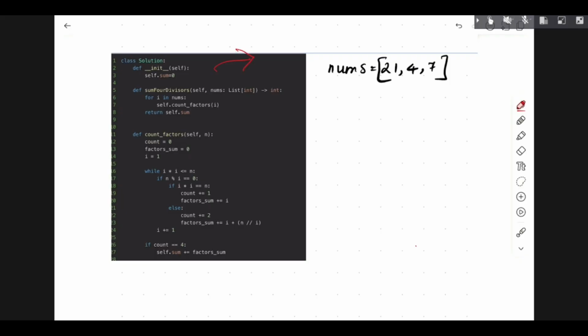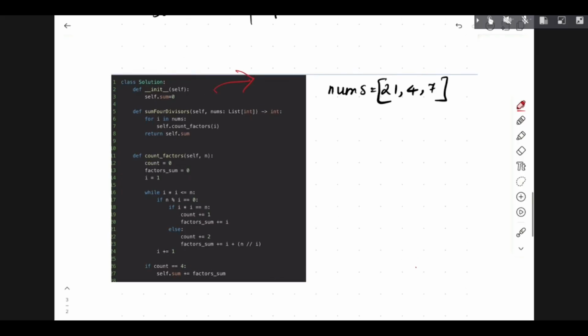The first one is my constructor, and this is the main function which we have been given in our question, and this is the other function which I have brought in order to find the factors and the count of factors. So initially I'm having count as 0, factors as 0. Here I'm taking the count because I need to check whichever is having the count as 4. I'm also taking note of the factor sum.